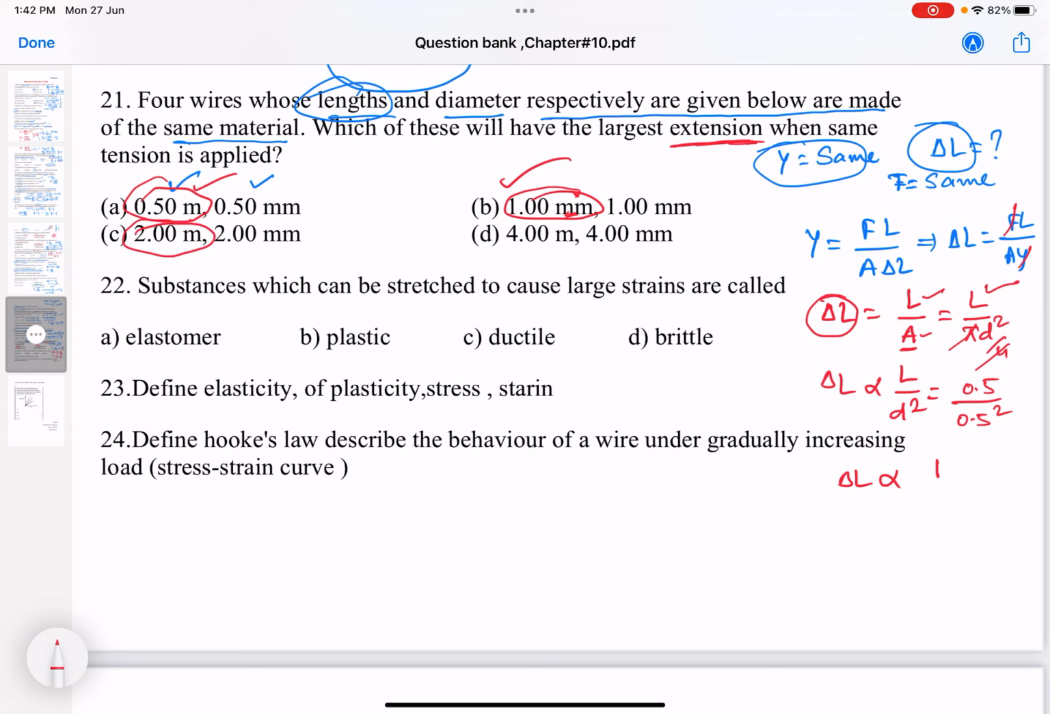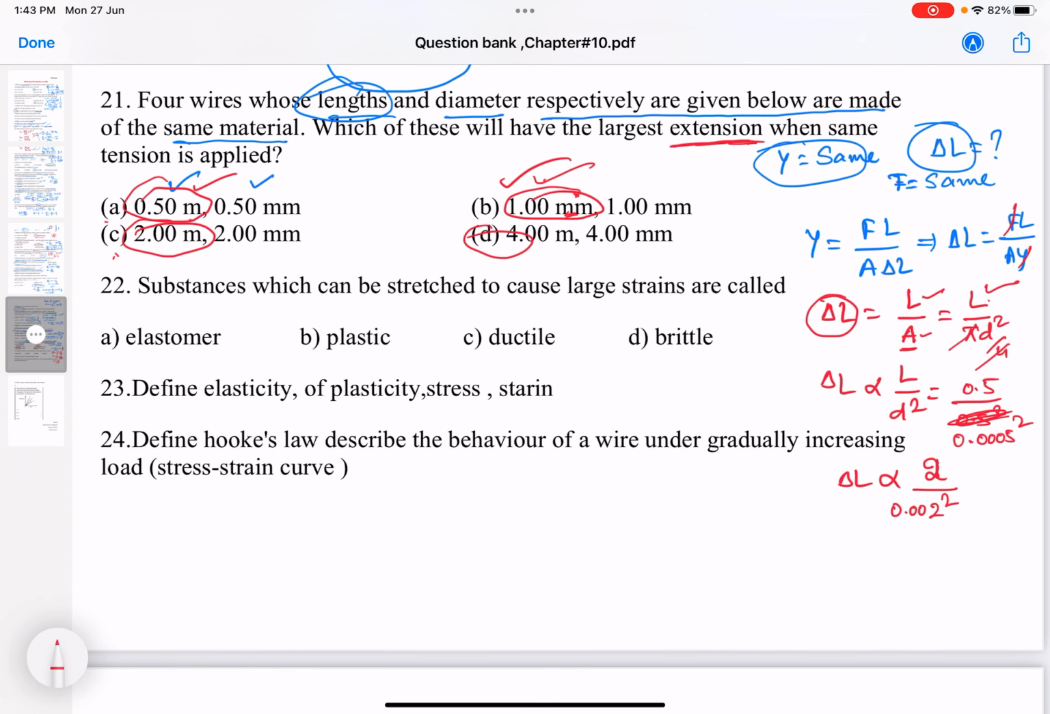So answer might be either A, C or D, not B, because B is in millimeters, its value is very less. We know delta L is proportional to L, so no need to check this B. So check C now. So delta L is 2 meters divided by 2 millimeter square. Sorry, 0.5 millimeters, that is nothing but 0.5 by 0.0005 whole square. This is 0.002 whole square.